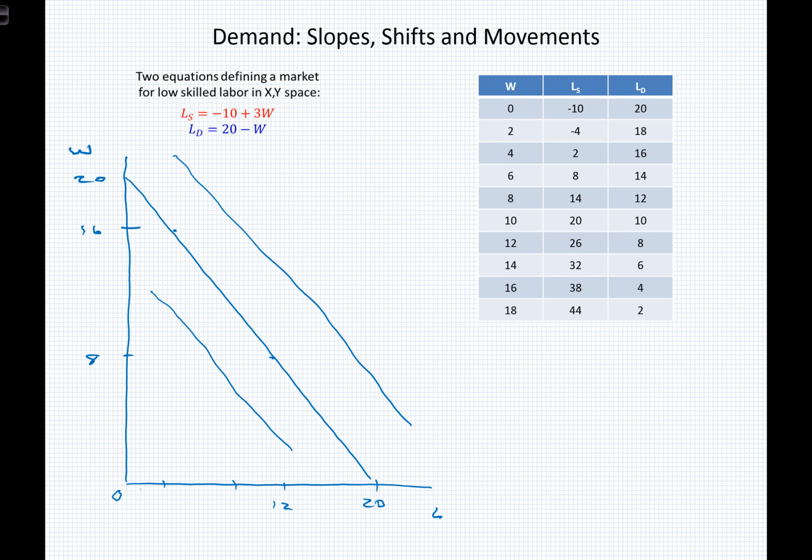So this would be shifts of the curve rather than movements along the curve. Let's get rid of those for a moment. Let's think of how that might present itself equationally. We have labor demand equaling 20 minus W.